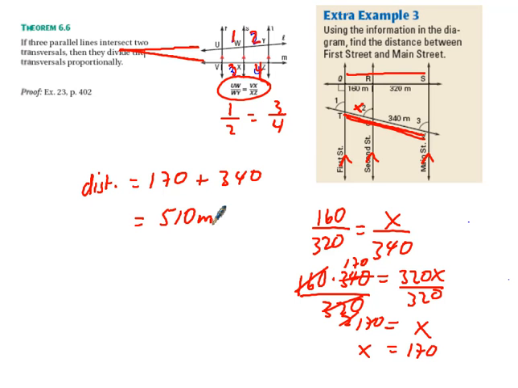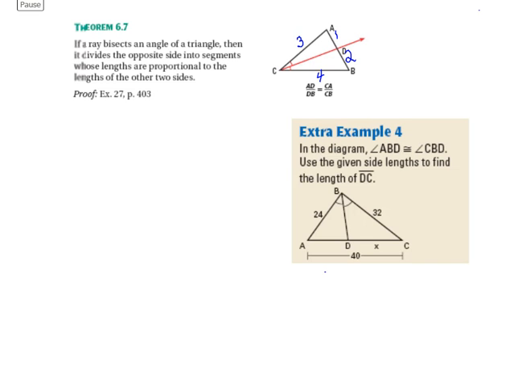This is a lot like Theorem 6.4. Last theorem of the day, we have Theorem 6.7, which says if a ray bisects an angle, meaning these two angles here are congruent, then it divides the opposite side into segments whose lengths are proportional to the lengths of the other two sides. So 1 over 2 is going to be equal to 3 over 4, proportional to the other sides. Once again, that could be written as 1 over 3 is proportional to 2 over 4, depending on how you want to write. Remember, there's multiple ways to write proportions.